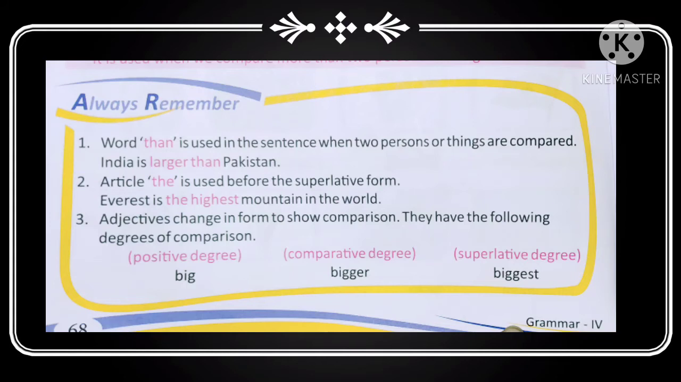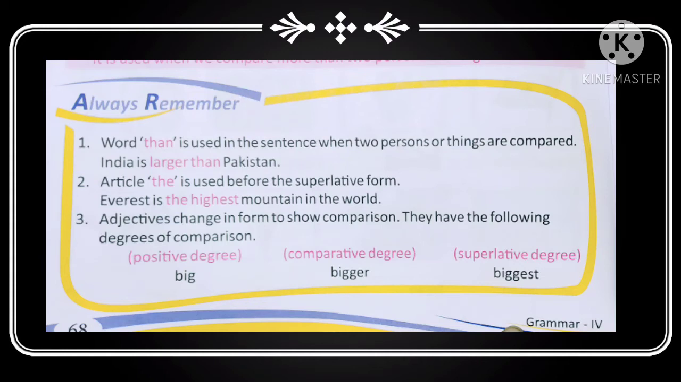See, when we use superlative degree, we use "the" before the superlative degree. For example, Everest is the highest mountain in the world. So here "highest" is superlative degree, so we have used "the" here. Always remember this: before the superlative form, we have to use the article. Everest is the highest mountain in the world.